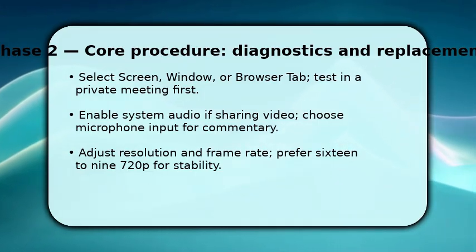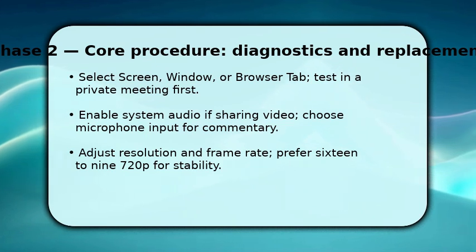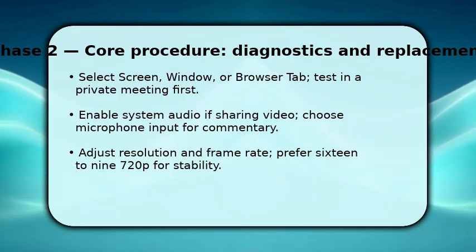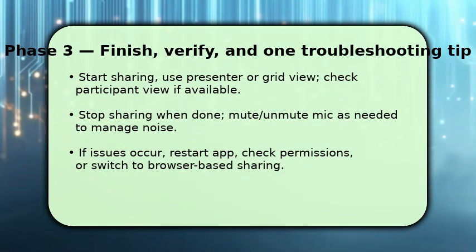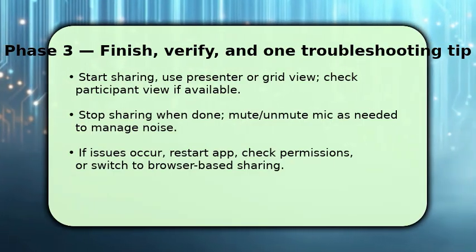Also adjust resolution and frame rate. Opt for 16 to 9, 720p when bandwidth is limited, because higher settings increase CPU and upload demands, which can cause lag or dropped frames. You finish by starting the share and monitoring how it appears to participants. Use presenter or grid view to confirm visibility.